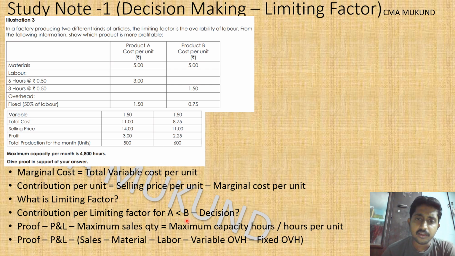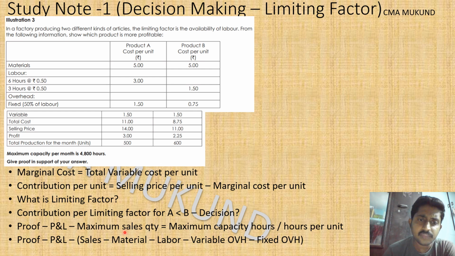With the available labor hours, in the question it is given that 4,800 hours will be available. With the available labor hours, we can make the maximum profit if we make B. That is the decision that is coming out. But here one additional thing is to give the proof for your answer. So how can you give the proof? You have to draw the P&L for it. What is a P&L? A P&L will show you the profit or loss that you have made over the period.